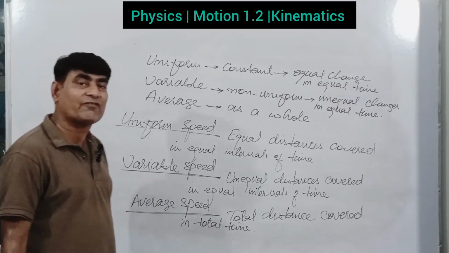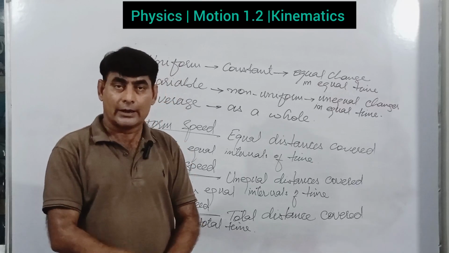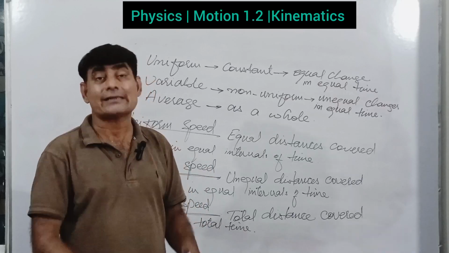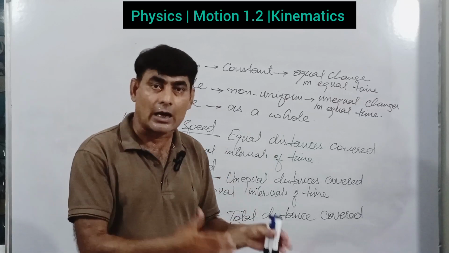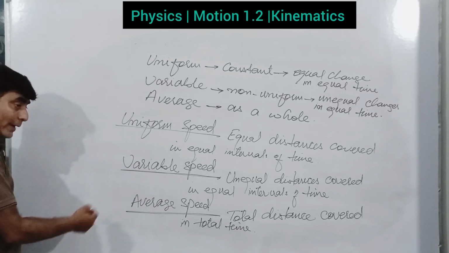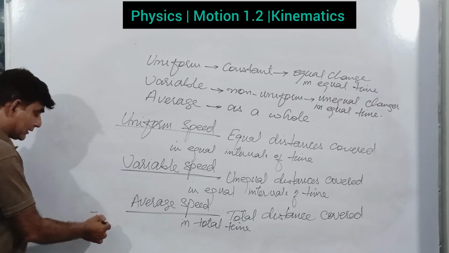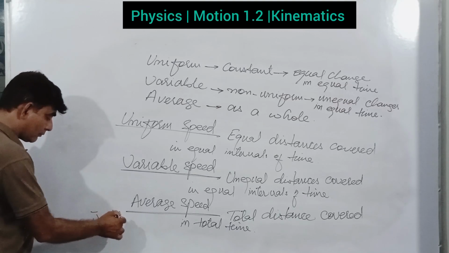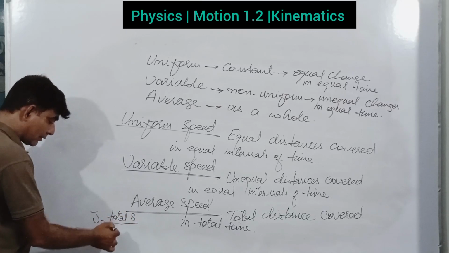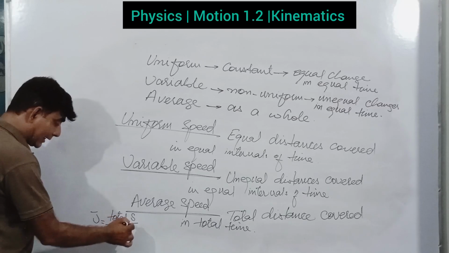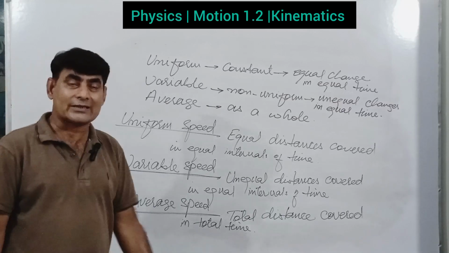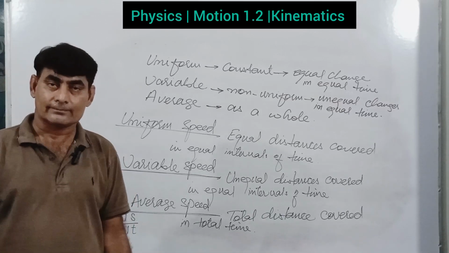Average speed. What is the formula for speed? Speed equal to distance covered or change in position divided by time. Just increase the word: total distance upon total time. Listen, I'm writing over here once. Whenever we talk about average speed, this will be equal to total distance divided by total time.